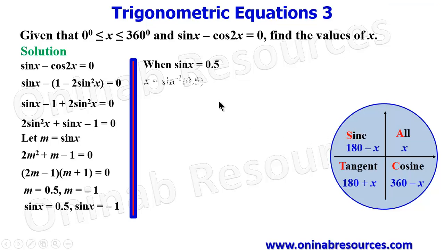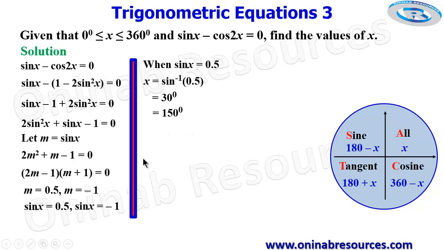So that when we now find x, it will be sine inverse of 0.5. In the first quadrant, it is 30 degrees. Then the second quadrant, it is 180 minus 30, which is equal to 150 degrees. These are the two values of x when sine x is equal to 0.5.